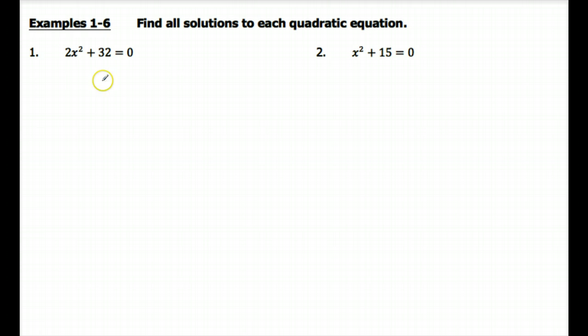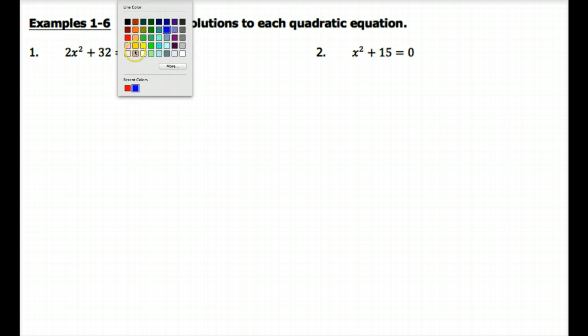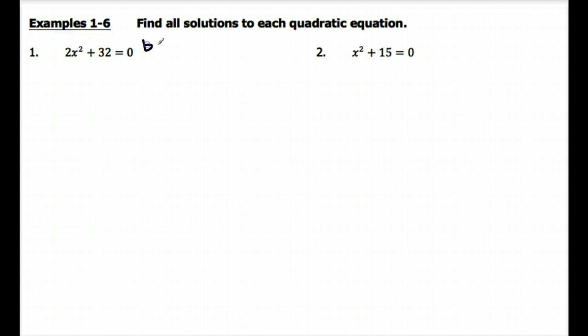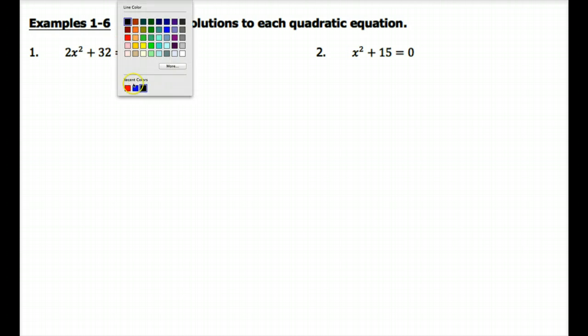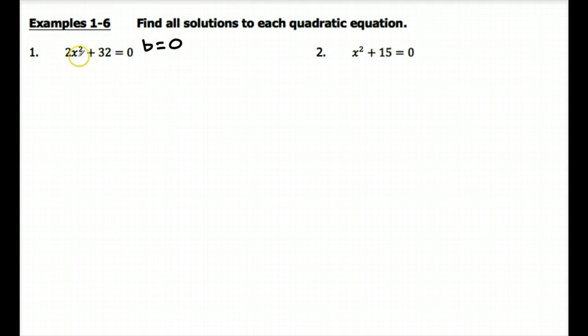So for number 1, we have 2x squared plus 32 equals 0. In this case, there is no middle term because b is equal to 0. So I'm going to use the square roots method to solve this equation here. And I'm going to do that by solving for x squared. So that means subtract 32 from both sides, which gives me 2x squared equals negative 32. And dividing both sides by 2, which gives me x squared equals negative 16.